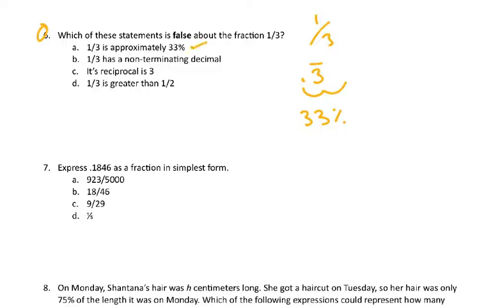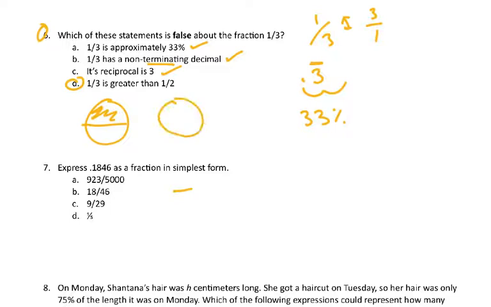So that's true. B says 1/3 has a non-terminating decimal. Remember, terminate means ends. Non-ending means that it goes on forever. Like I said, that little line on top of it means that it is a non-terminating decimal. That's true. C says its reciprocal is 3. Remember, reciprocal means flipped fraction. So reciprocal, if I flip these, 3 over 1, that's the same thing as 3. So that's true. So that only leaves us with D. 1/3 is greater than 1/2. That is false. Remember, 1/2 would be about like this.